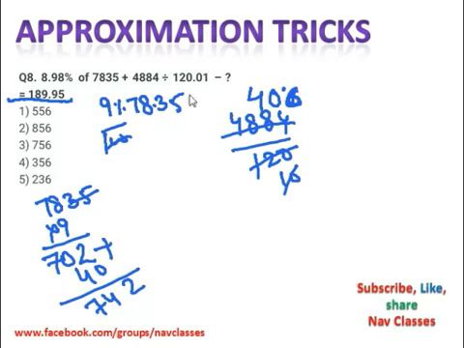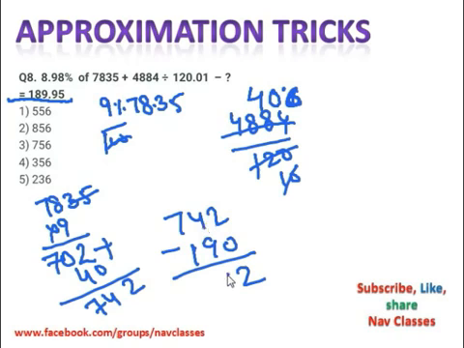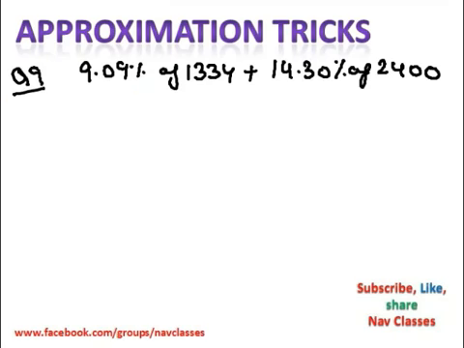Some students make such mistakes. They just solve this much and straight away correct the other answer, but that is not correct. So here the question says subtract 189, we can write it as 190. So the answer is approximately 556, as per our option number 1. Okay, then question number 9.